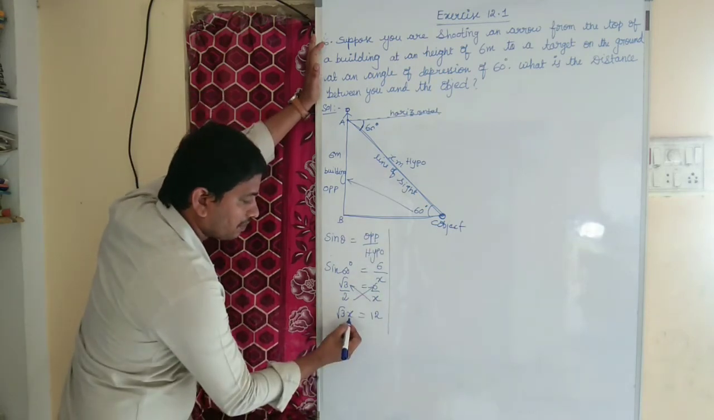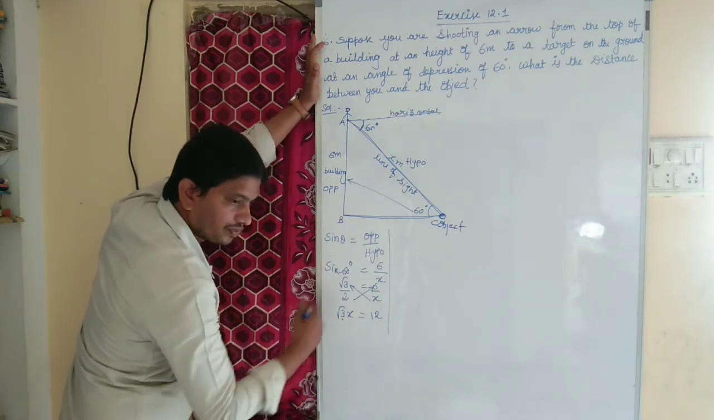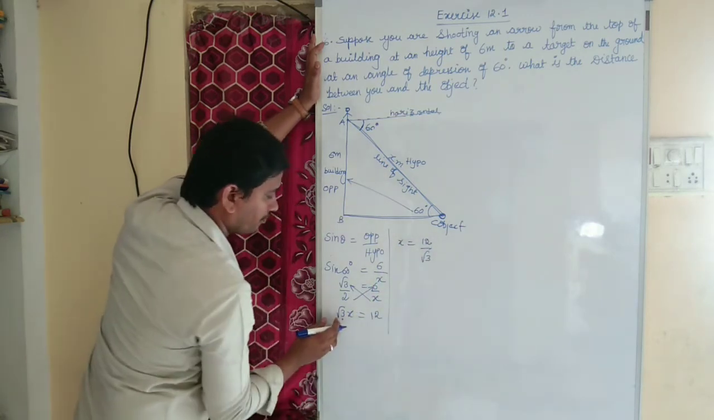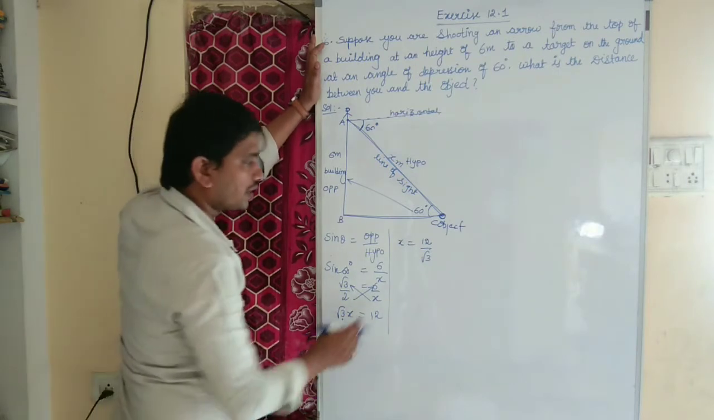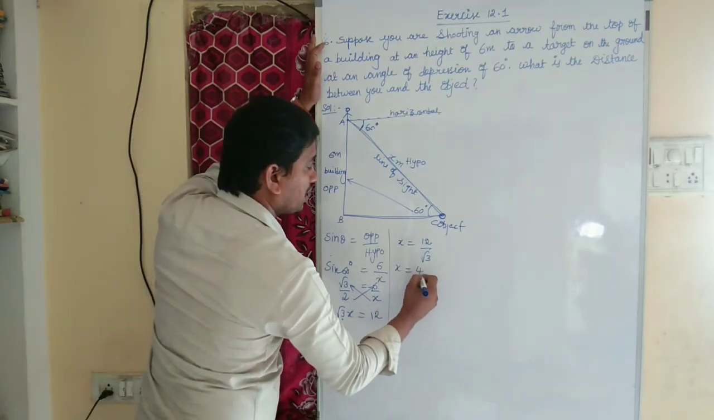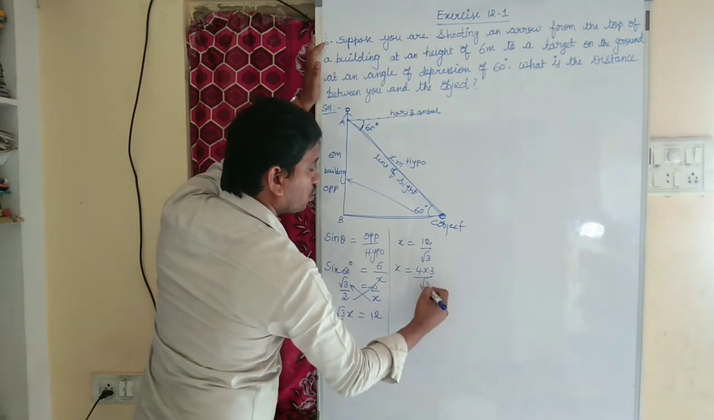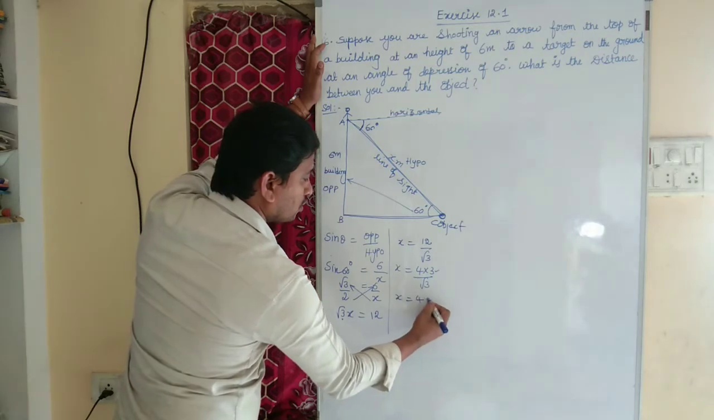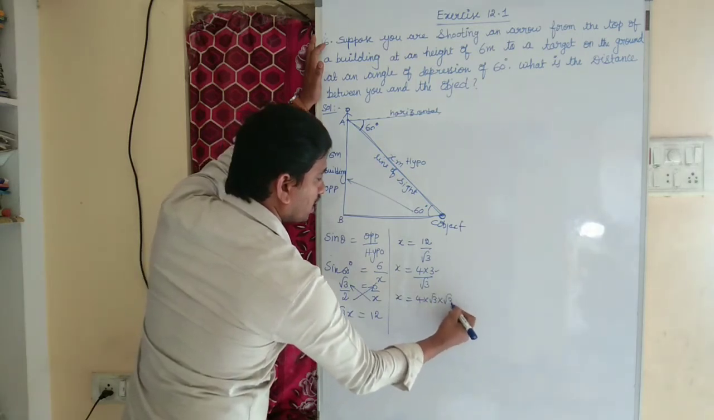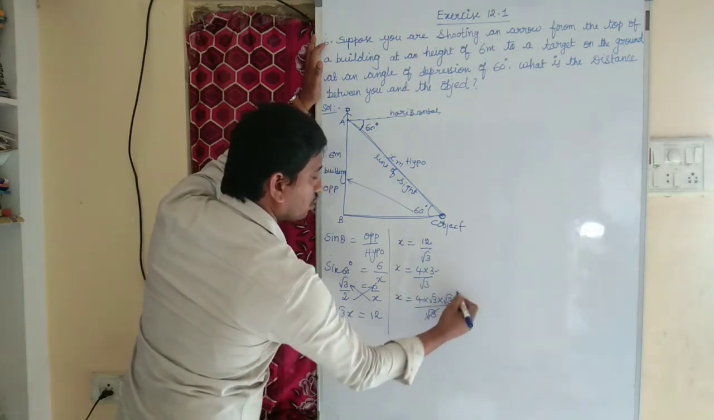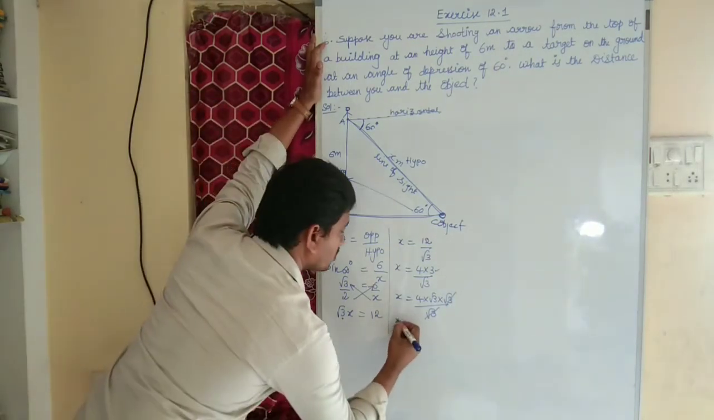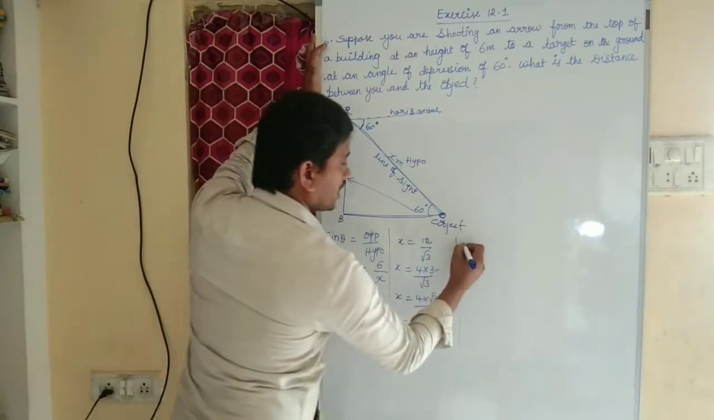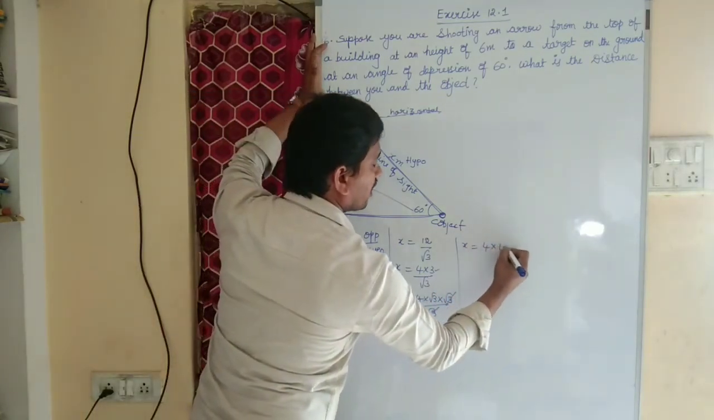So here root 3 is multiplying x. If you transpose, you will get x is equal to 12 divided by root 3. As 12 we can write as 4 into 3 by root 3. Again this 3 we can write as root 3 into root 3 divided by root 3. Root 3 gets cancelled. So x is equal to 4 into root 3. Right? So x is equal to 4 into, what is the value of root 3?